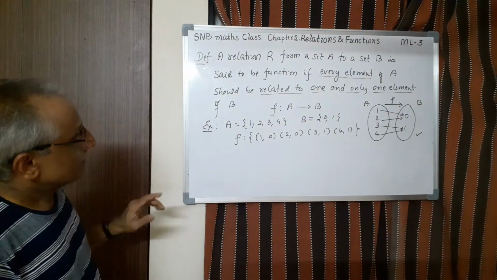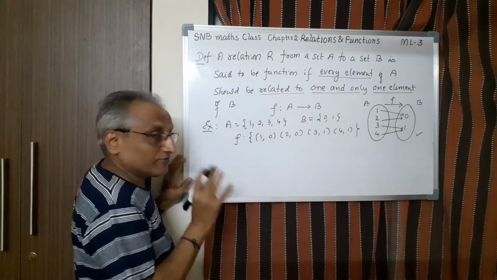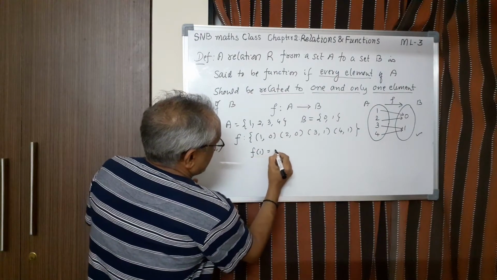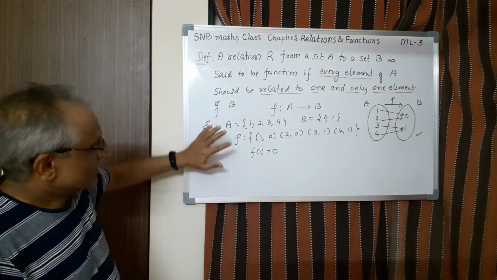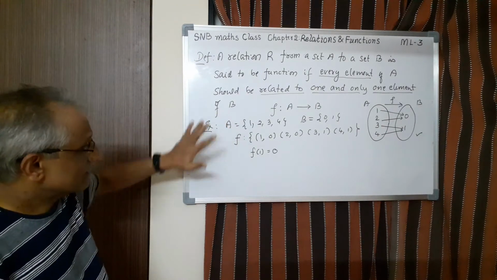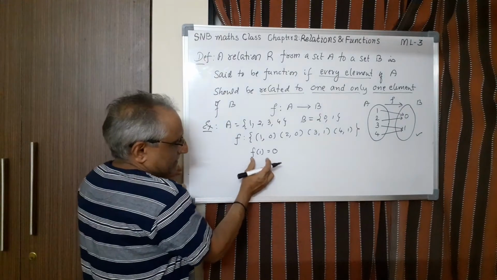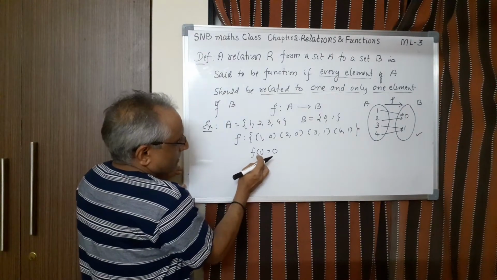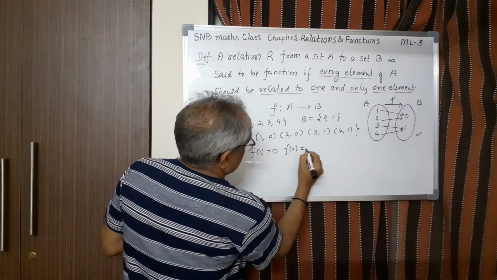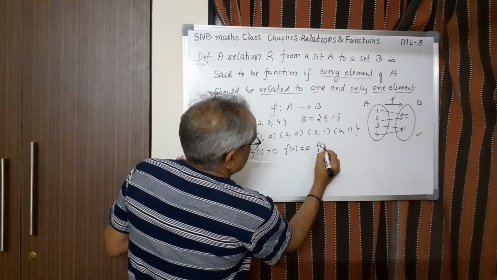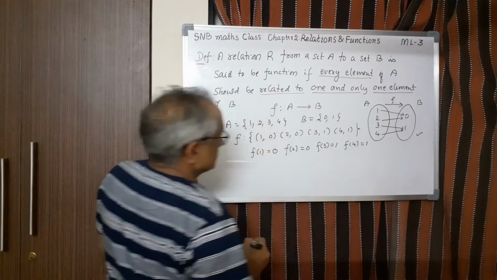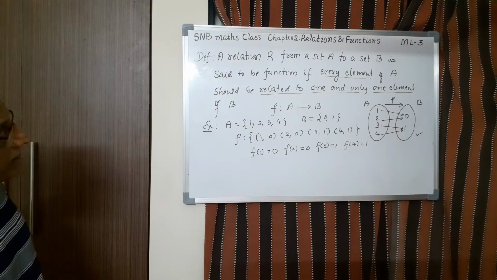This is a function. Another way of writing is, we can also write like this, f of 1 equal to 0. This is another way of writing. Normally we don't use this one. Even if you use this, it is okay, it is not wrong. But the normal procedure is we write like this. f of 1 is 0 means 1 is going to 0. Then f of 2, this is also 0. Then f of 3, this is 1. And f of 4, this is 1. So this is how we write the function.